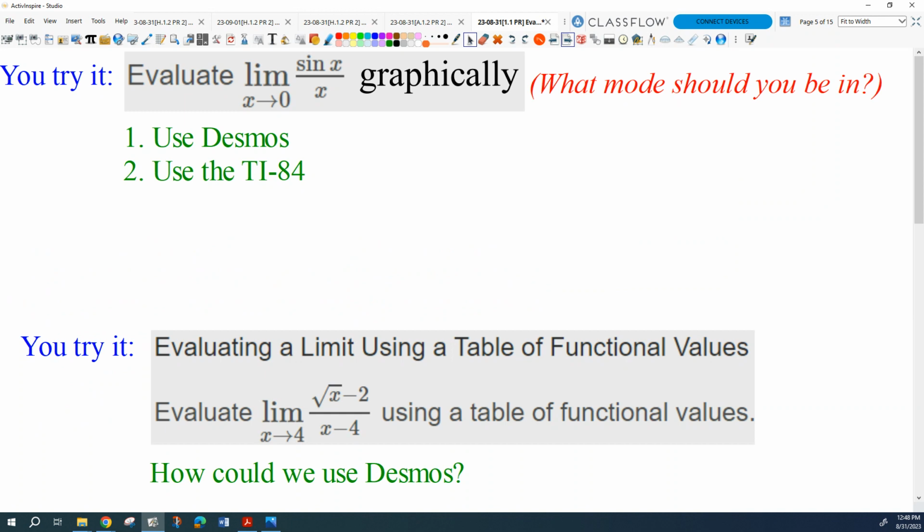What mode do you need to be in on this, by the way? When you're dealing with trig functions, what mode are we almost always going to be in? Radians, yeah. Only if we specify otherwise would we be in degrees, right? Radians, and there's a reason for that we'll talk about. Radians have meaning. Degrees are totally arbitrary and made up.